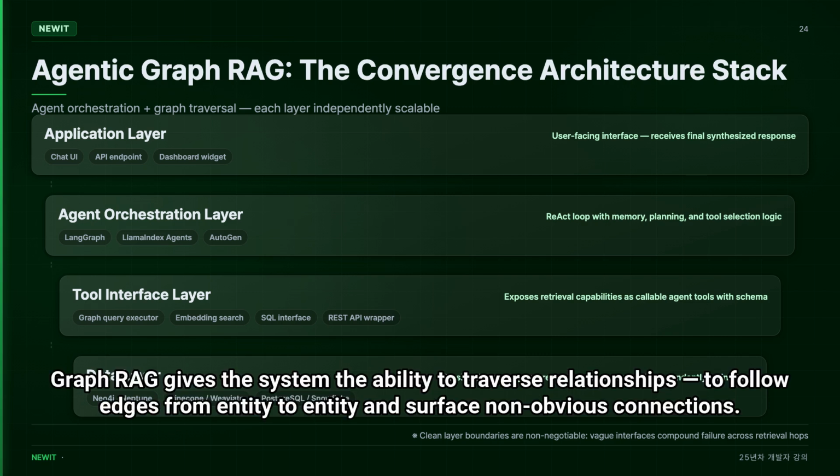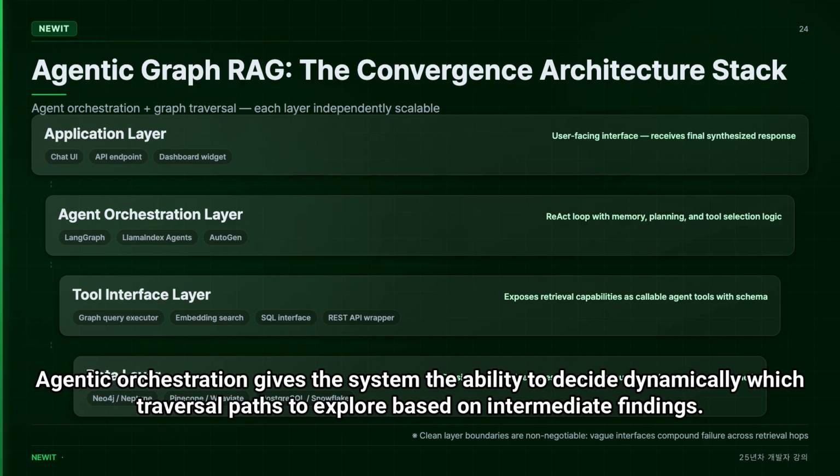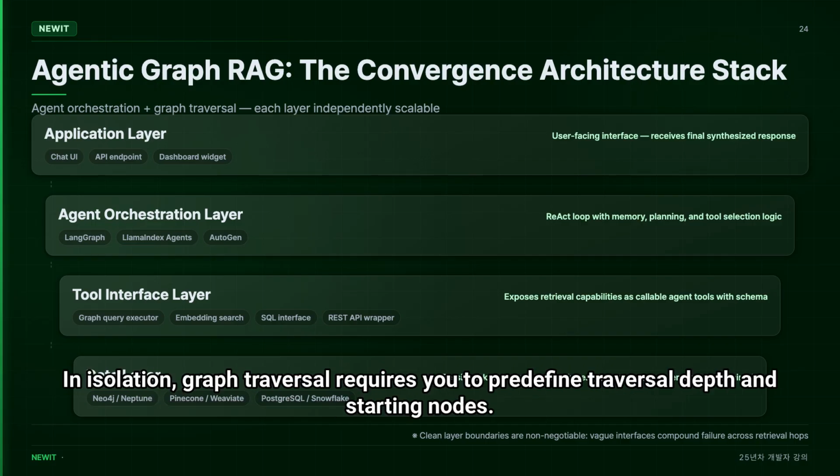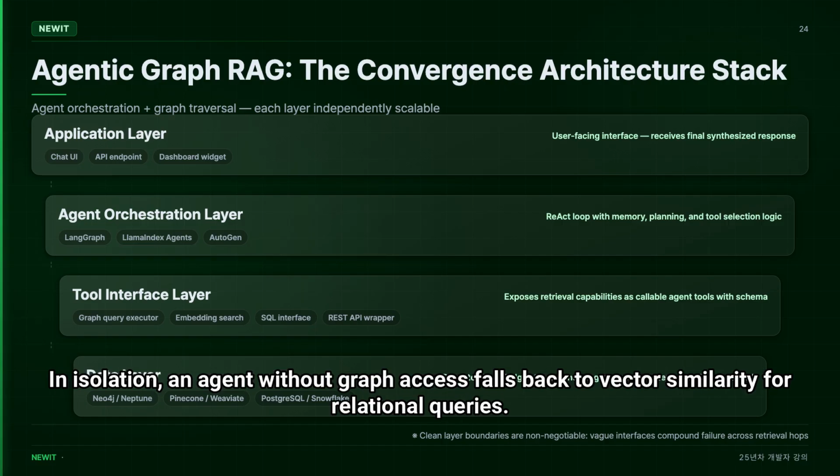Graph RAG gives the system the ability to traverse relationships, to follow edges from entity to entity and surface non-obvious connections. Agentic orchestration gives the system the ability to decide dynamically which traversal paths to explore based on intermediate findings. In isolation, graph traversal requires you to predefine a traversal depth and starting nodes. In isolation, an agent without graph access falls back to vector similarity for relational queries.